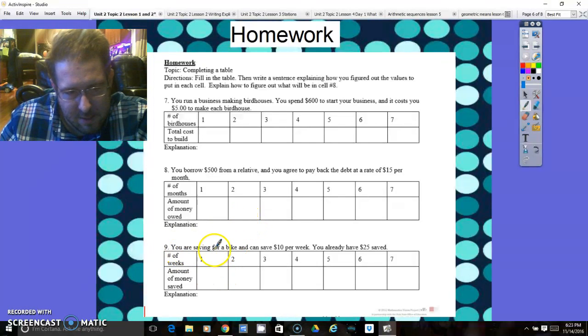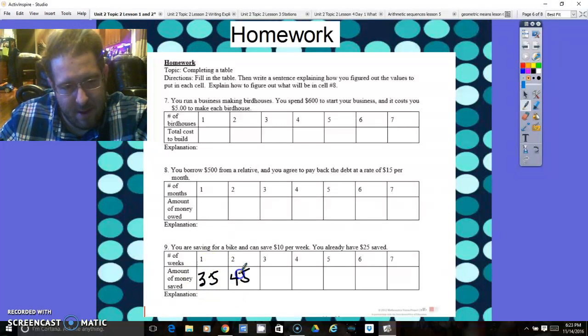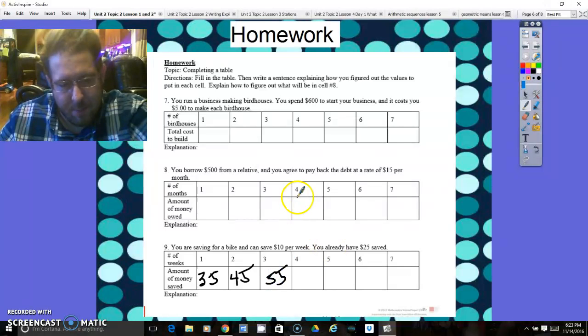All right, number 9, you're saving for a bike and can save $10 per week. You already have $25 saved. So you start off with $25 to begin with, plus $10 more means you have now saved $35, then $45, and $55. All right, so the pattern is going to continue.